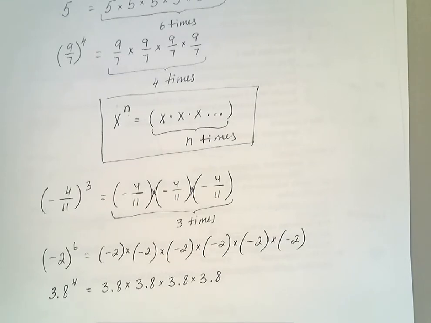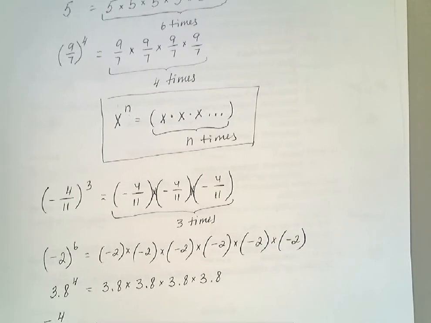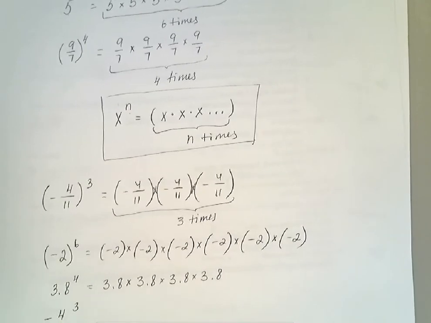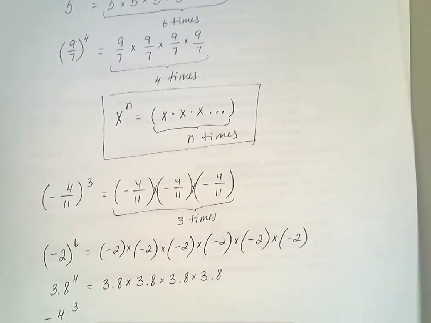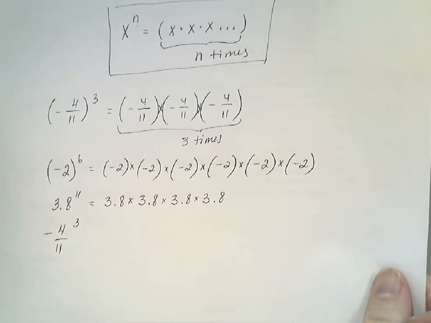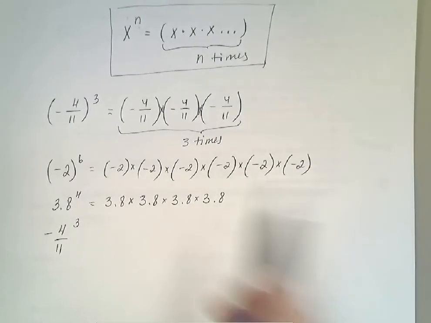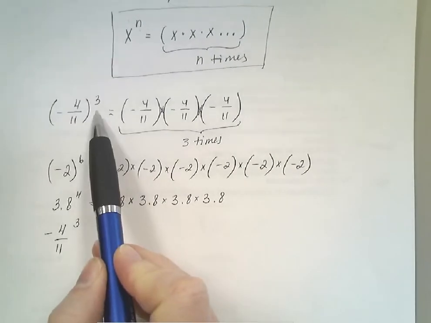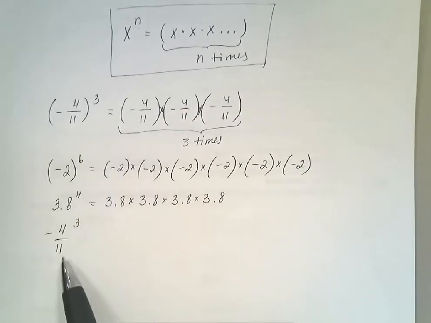Now, what if, let's see, what if I had something like negative 4/11 to the third power? How would I write it and how would it look? Notice that I did negative 4/11 to the third power before. Is that going to be different or is it not going to be different? Well, let's take a look at what is exactly taken to the third power.